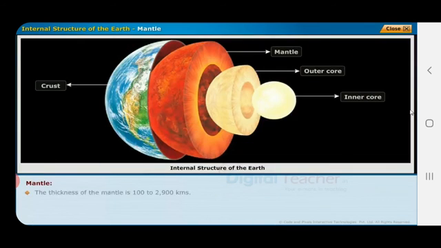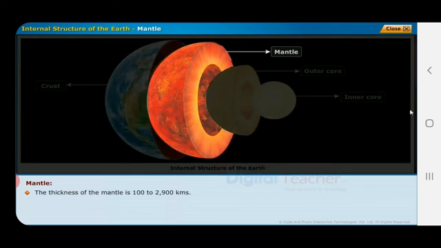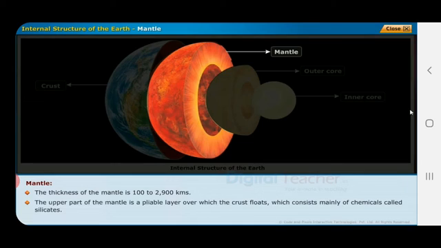Mantle. The thickness of the mantle is 100 to 2,900 kilometers. The upper part of the mantle is a pliable layer over which the crust floats, which consists mainly of chemicals called silicates.